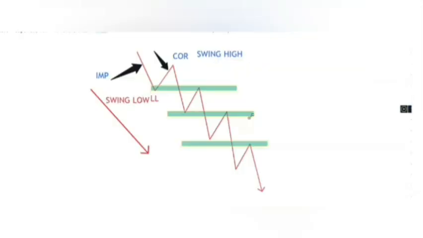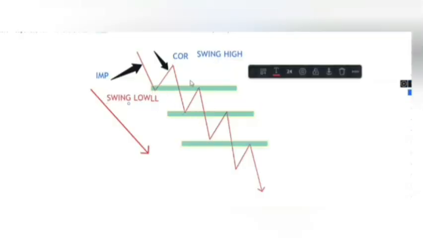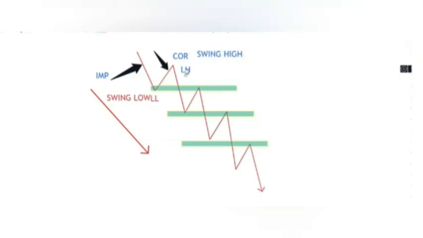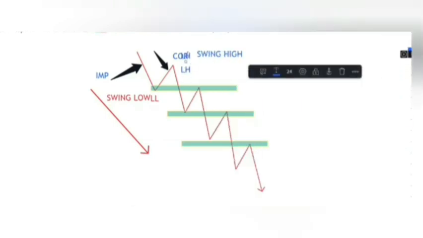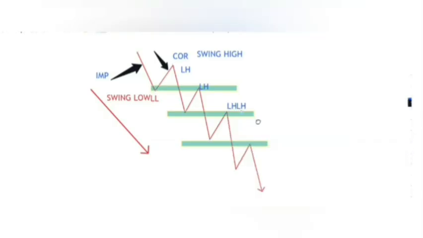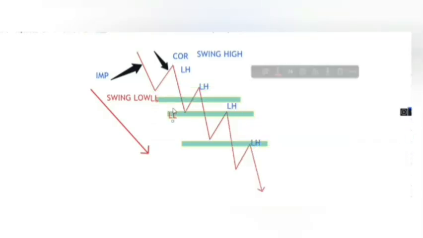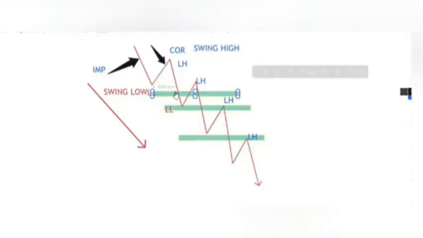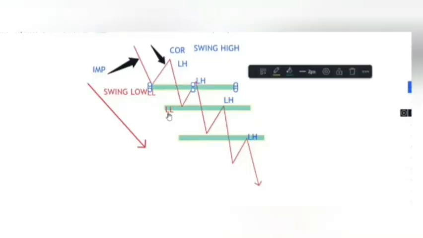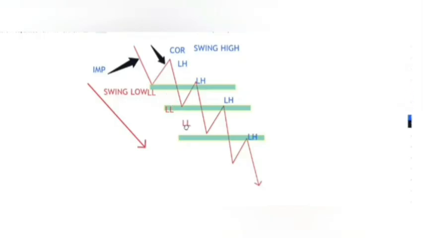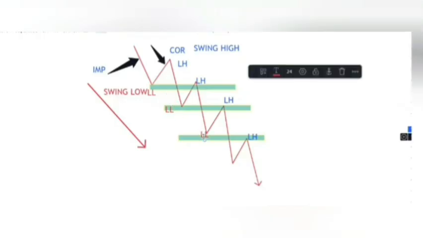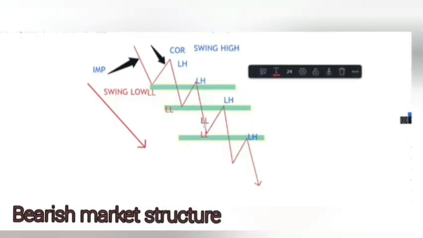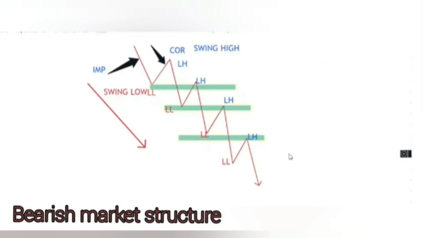And this would also be your lower high, and this can also be your lower high, and that can also be your lower high, and that can also be your lower low, and that can also be your lower low. All right, as the market drops even further down, it creates lower lows and lower highs. So this is your typical bearish market.